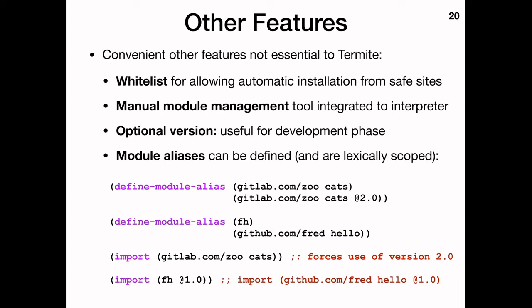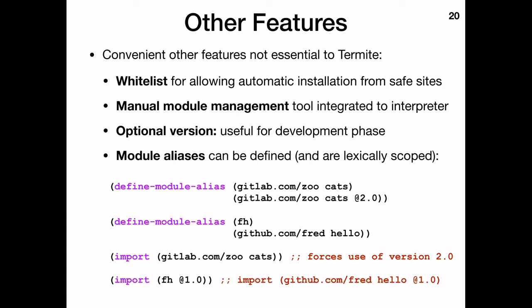There are other features that are convenient but not essential to Termite. There's the feature whitelist for allowing automatic installation from safe sites. It limits the installation from trusted source to trusted source. This is useful if you don't want to install from a non-trusted site. You just don't add it into the whitelist, and the system will just raise an error when trying to download from this untrusted source.